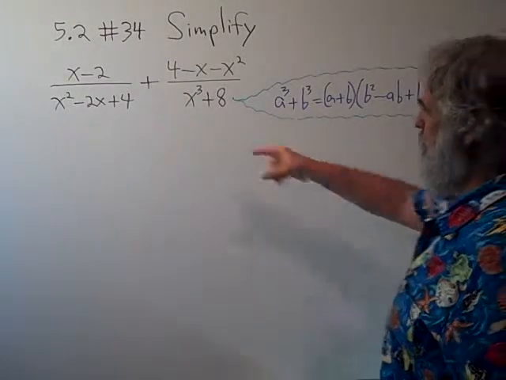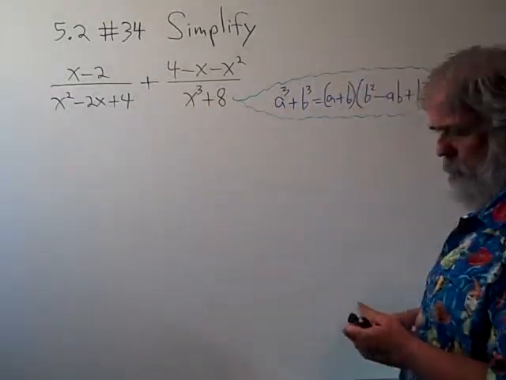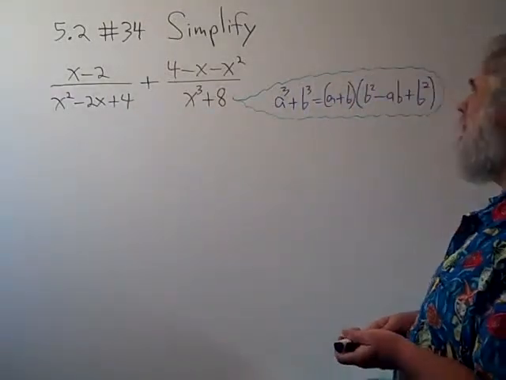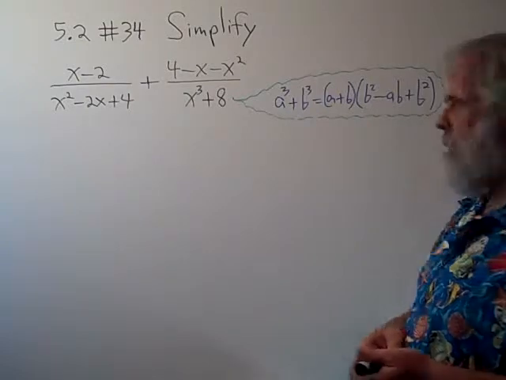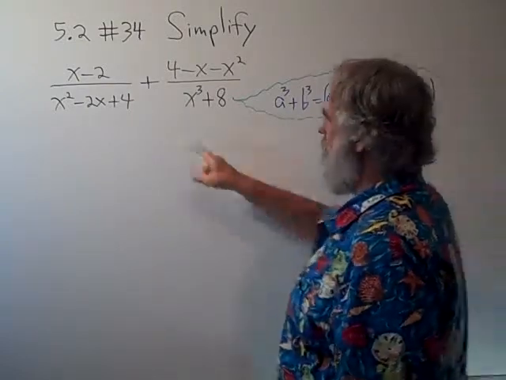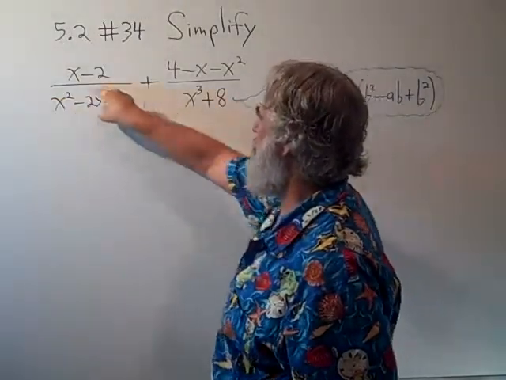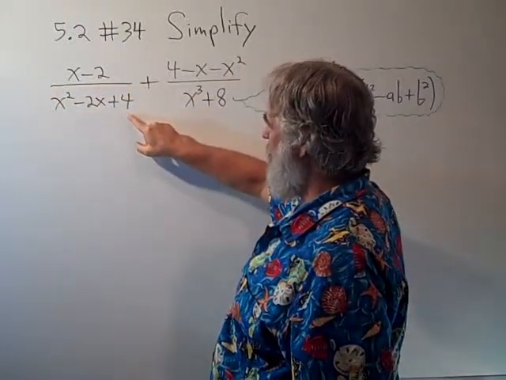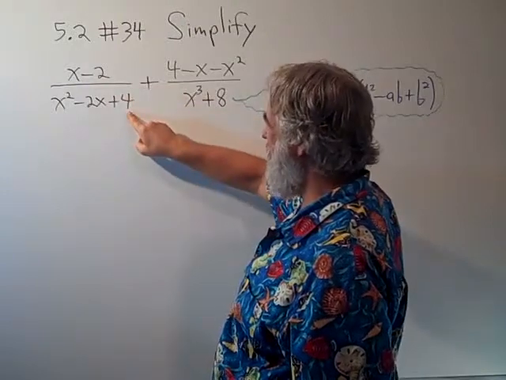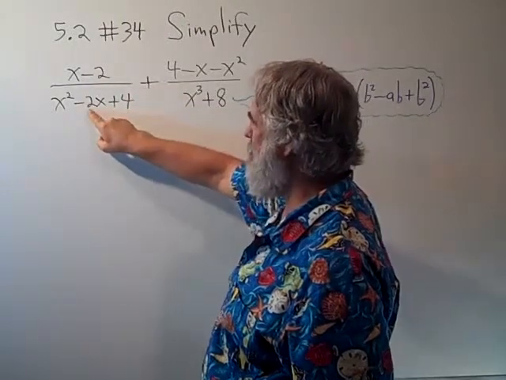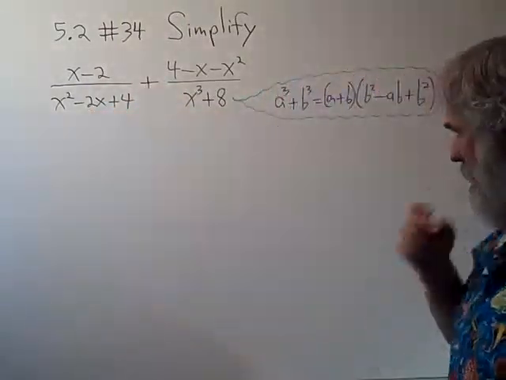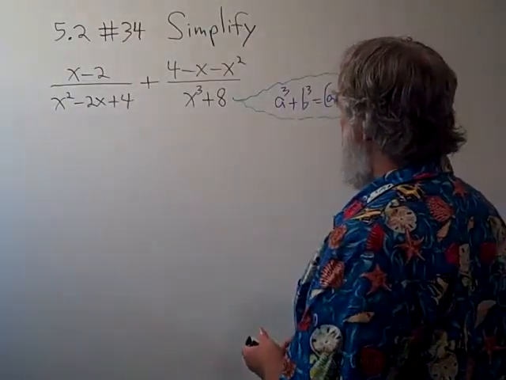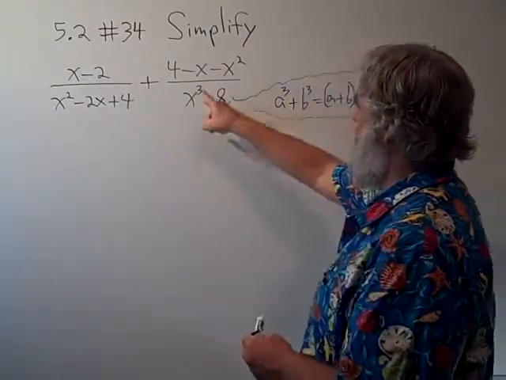To add these two rational expressions, we first have to find a common denominator. And to do that, we first have to factor the denominators completely. And notice that the first quadratic trinomial here is a prime polynomial because there aren't two numbers whose product is 4 and yet add up to 2. That's just not possible. So let's focus on the other denominator.